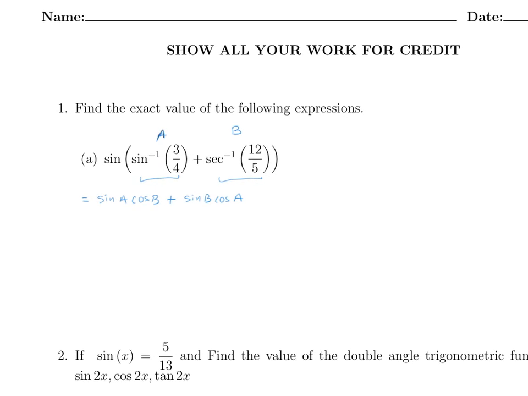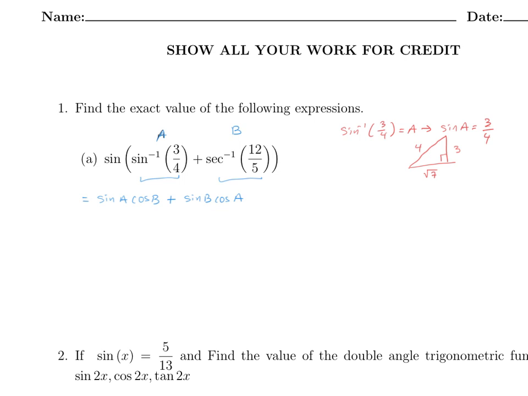And then you also need to remember inverse functions. This is telling you the sine inverse of 3/4 is equal to A, which implies that sine A has to be 3/4. So then you draw a right triangle. Sine is 3 over 4, and then you use the Pythagorean theorem. The other side is the square root of 7.